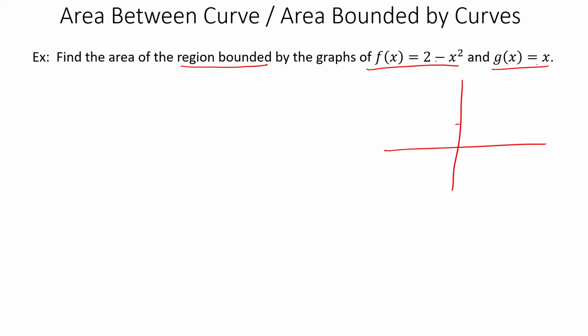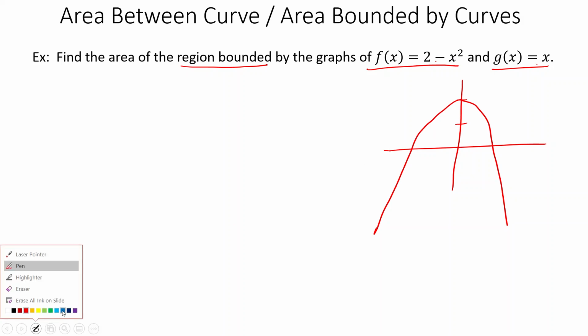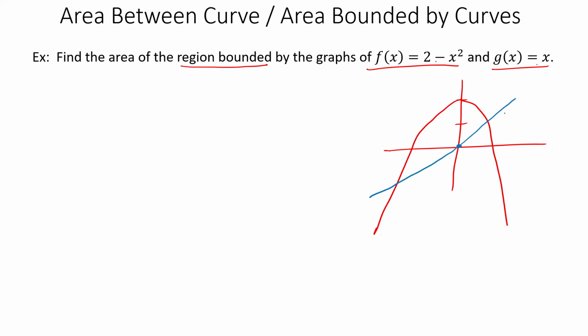So this one, let's see, 1, 2. It's a parabola opening down, shifted up 2 units. It's going to look like that. And the other one, let me switch colors here, is a line, goes through 0, 0, has a slope of 1, and it looks like that. So it looks like they're both going to cross at 1, because they both definitely have the point 1, 1.